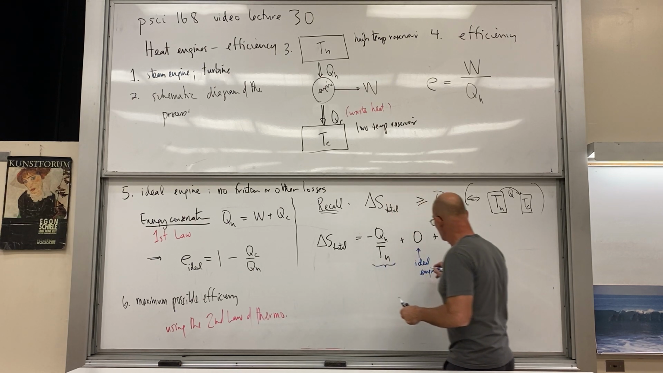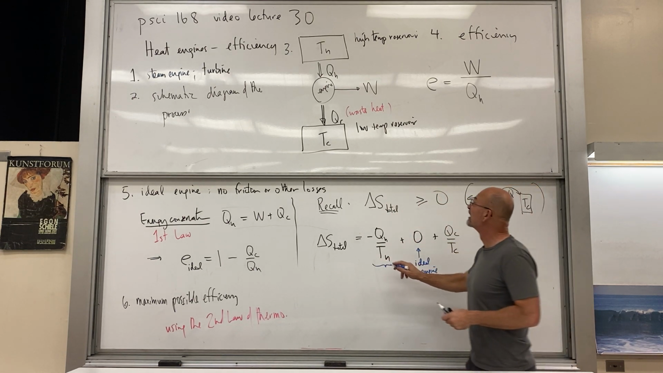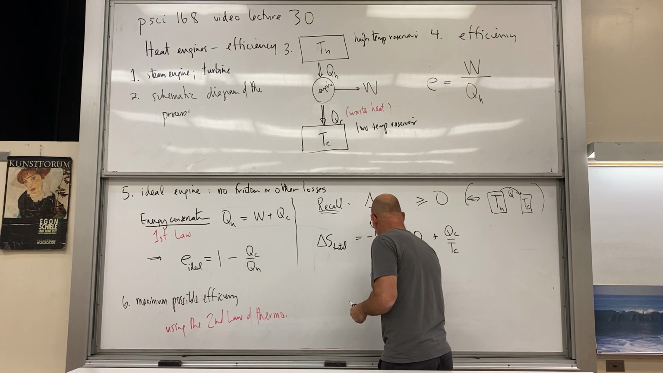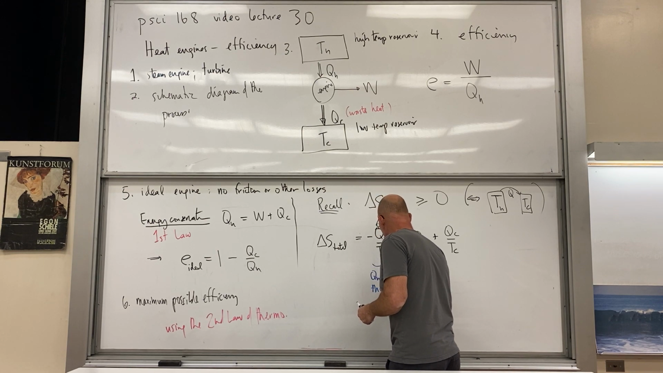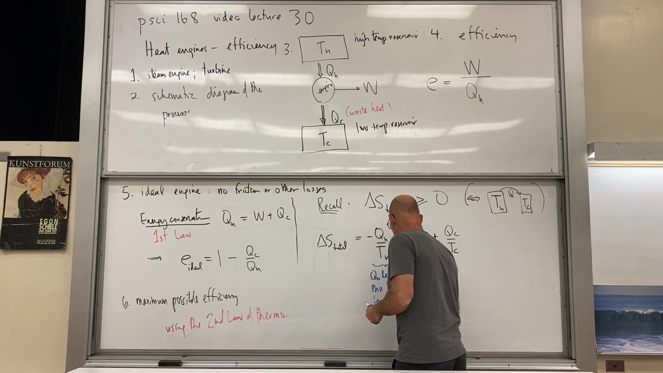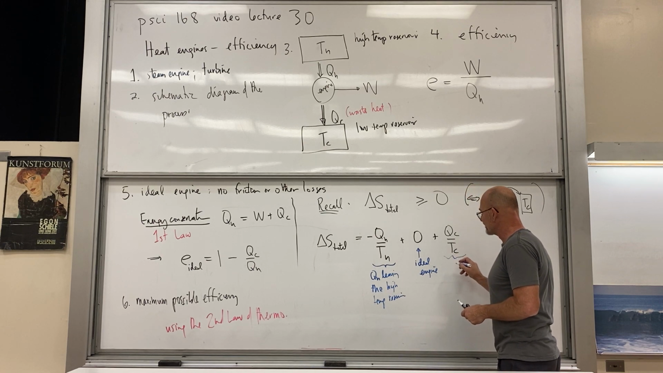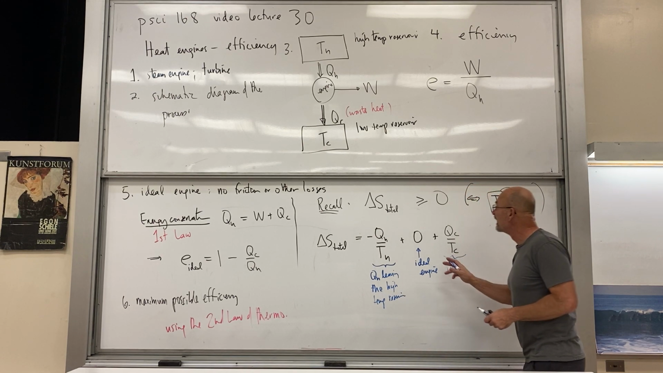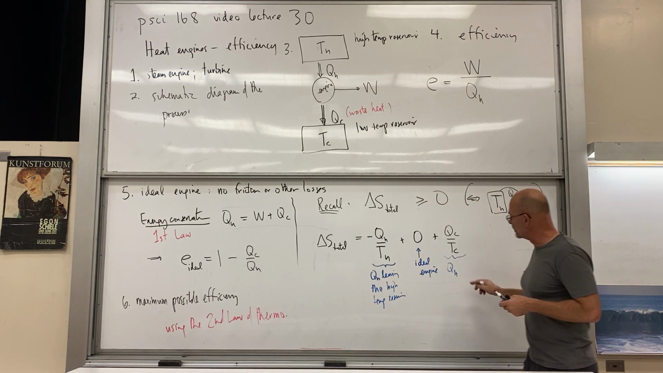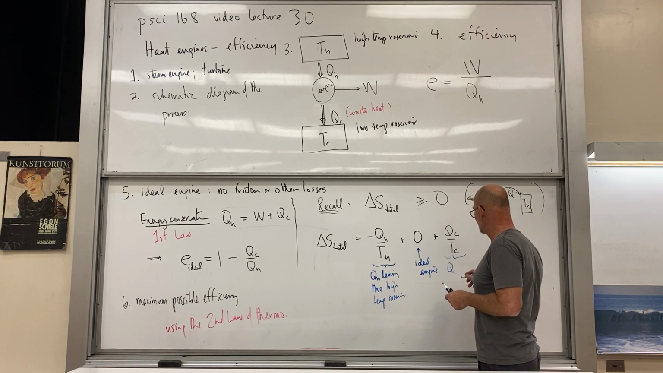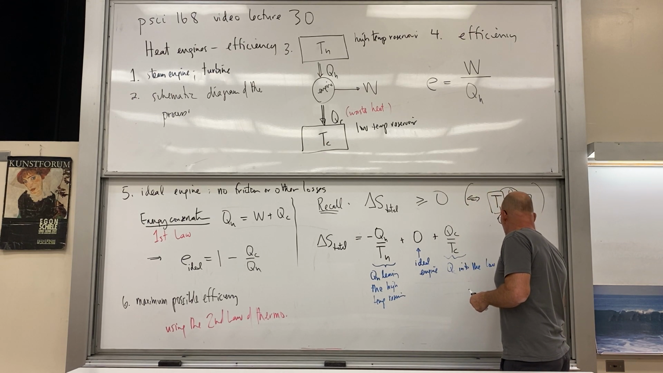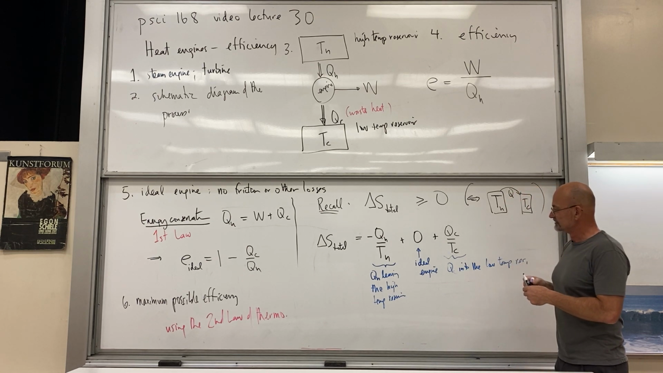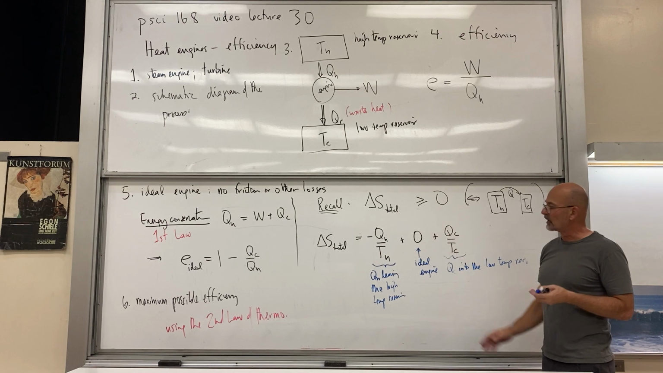Here we have energy leaving, right? QH leaving the high temperature reservoir. And over here we have QC entering the low temperature reservoir. QC into the low temp reservoir. So that's our delta S total.